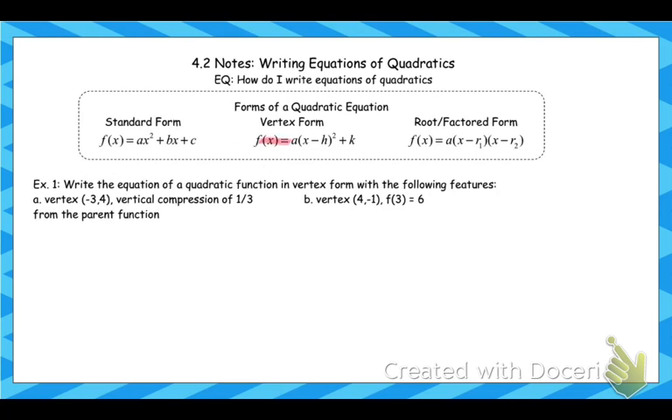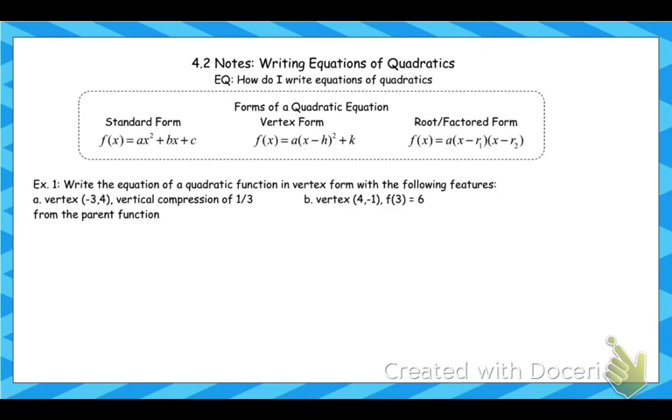The one we did first was vertex form. That was the one that made it really clear what the transformations were. Then we also did standard form and root or factored form. All three of those are going to come back up today, so we need to be familiar with which one is which and what each of those things stand for.